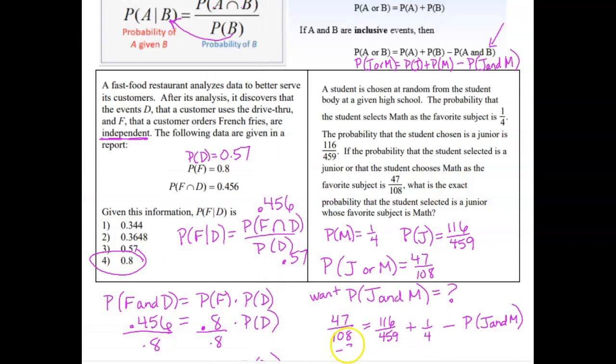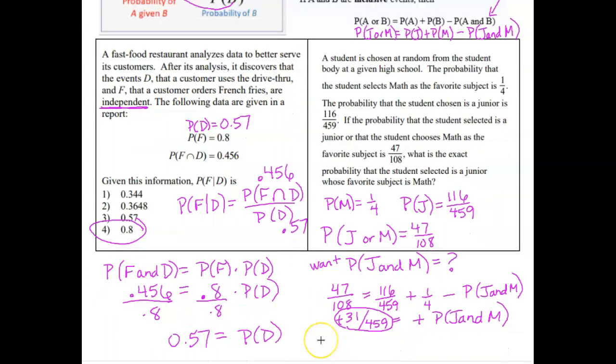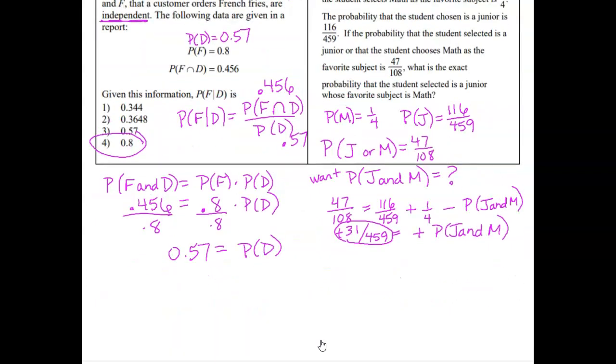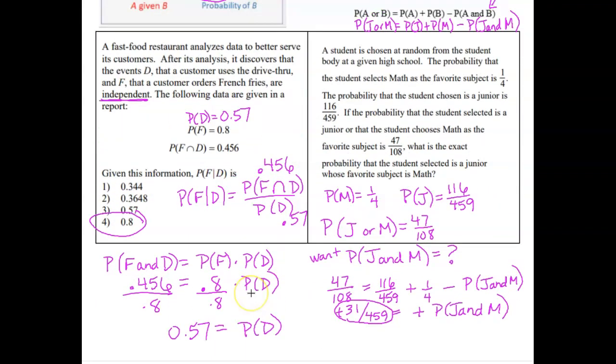So negative 31 over 459 equals negative P of J and M. So two negatives make a positive. And so this is what I would be looking for. That is the probability that they will be a junior and like math. Okay, not a super easy number to guess. Go ahead and give your student practice a try. Have some scratch paper ready, and good luck.